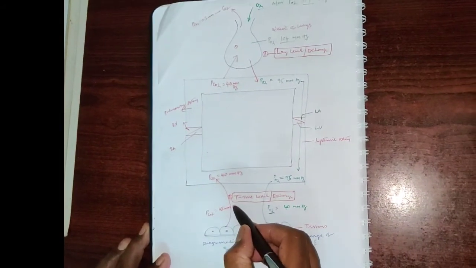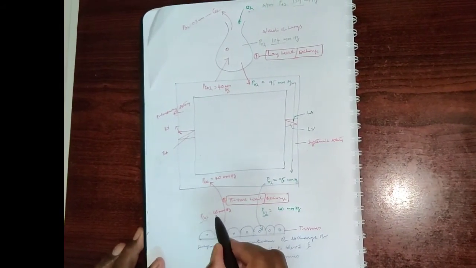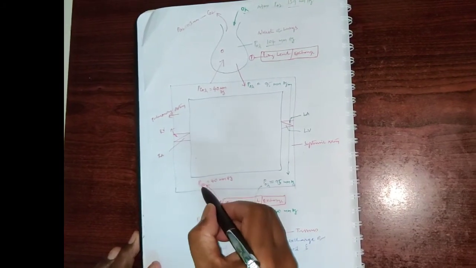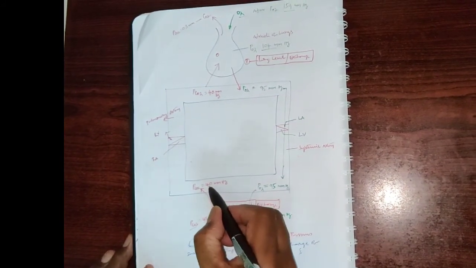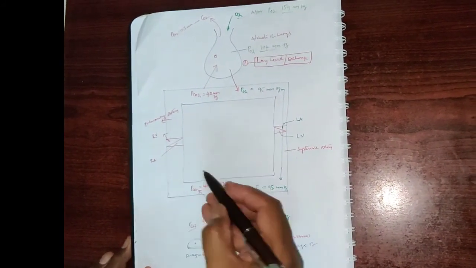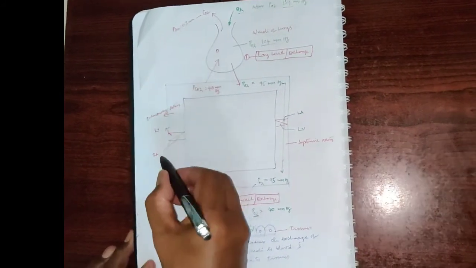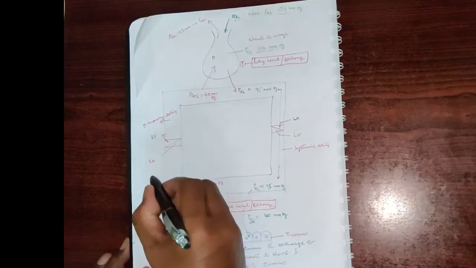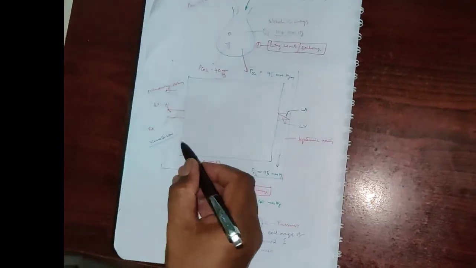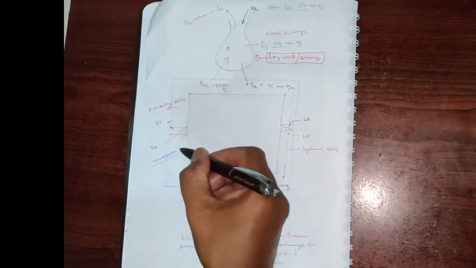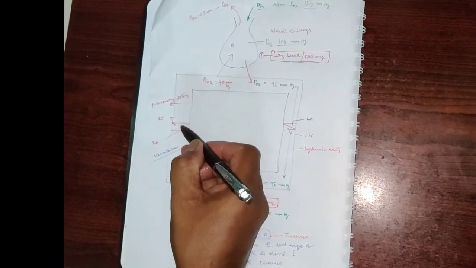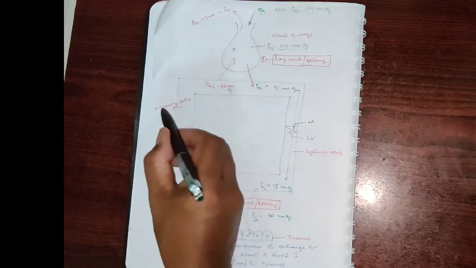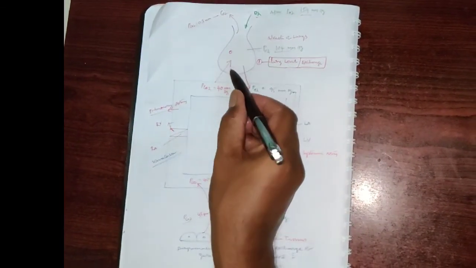From the tissues, the partial pressure of carbon dioxide is 45 mm of mercury. It diffuses to the blood capillaries, where the partial pressure of carbon dioxide is 40. That enters the vena cava, either the superior vena cava or the inferior vena cava. From the vena cava the carbon dioxide goes to the right auricle, from the right auricle to the right ventricle, then to the pulmonary artery, and from there to the lungs.